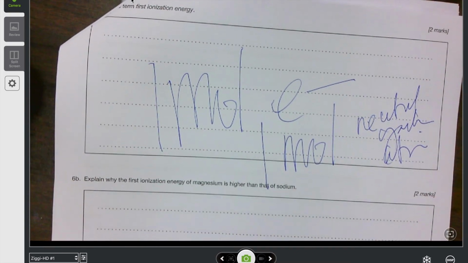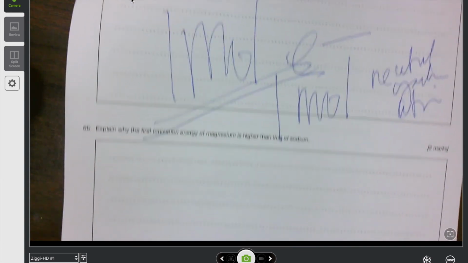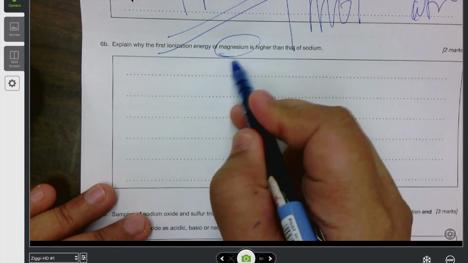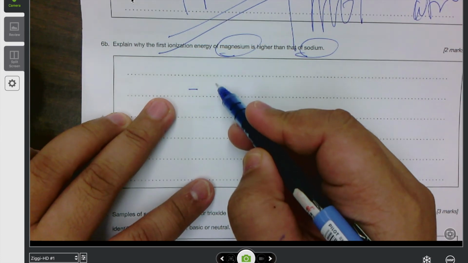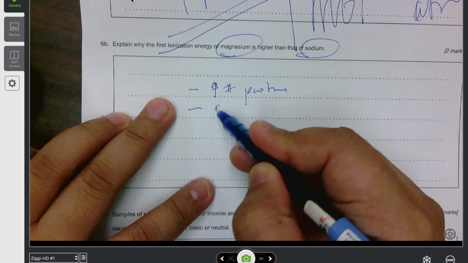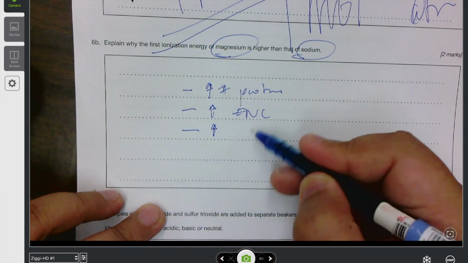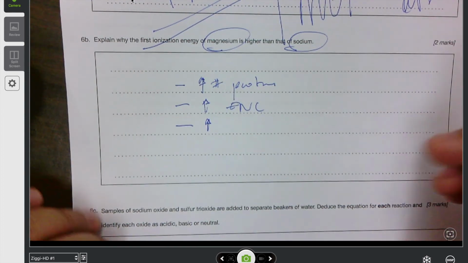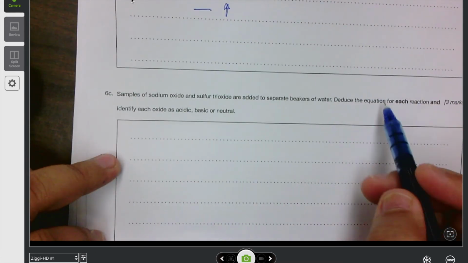Yeah, but mole of electrons. Okay. Why is the first ionization of magnesium higher than sodium? What am I looking for here? Magnesium has a higher number of protons, therefore higher effective nuclear charge. Therefore, higher energy is required to remove an electron. Okay, straight up from the book.